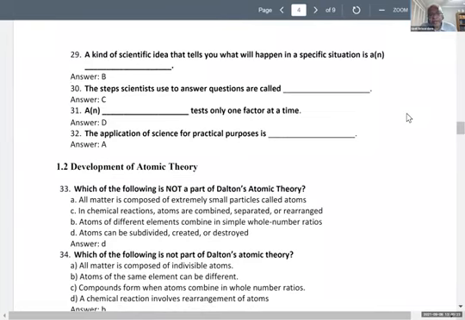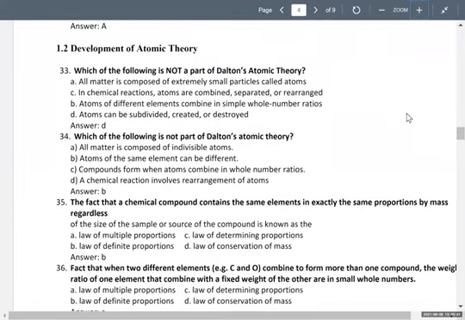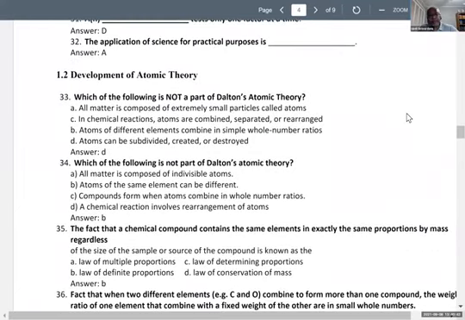In a control experiment, only one factor is tested. The application of science to practical purpose is technology. Answer A. All right, we go on to the development of atomic theory now, having discussed the scientific method. Which is not a part of Dalton's atomic theory?